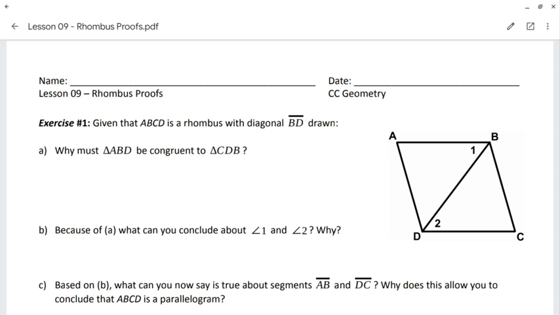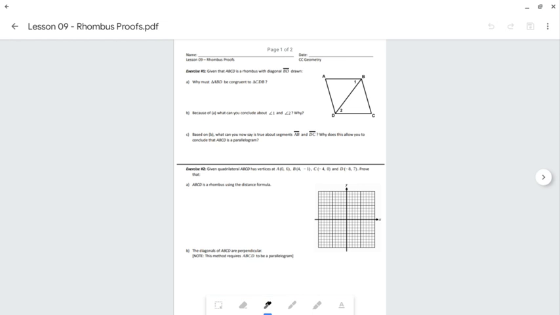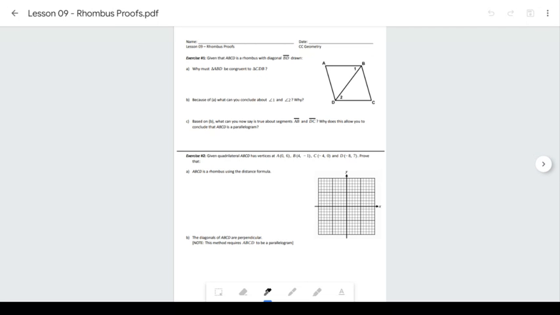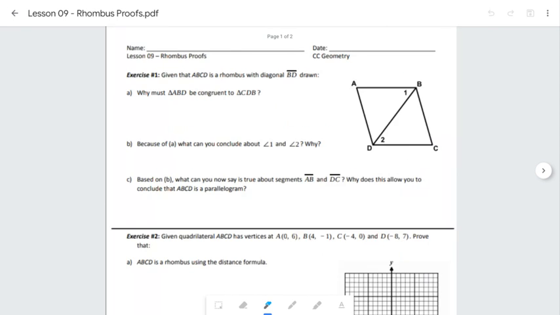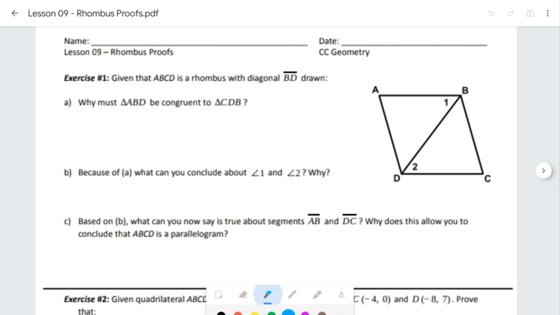Hey everyone! In this video, we're going to look at some of the proofs we can do with rhombuses. I know we've been talking about quadrilaterals again for a while now, but we're just going to go through their properties quickly. So in exercise 1, it says, given that ABCD is a rhombus with the diagonal BD drawn, why must triangle ABD be congruent to triangle CDB?